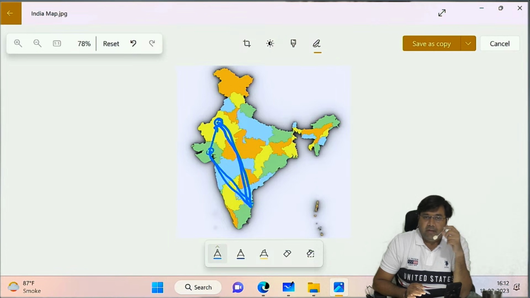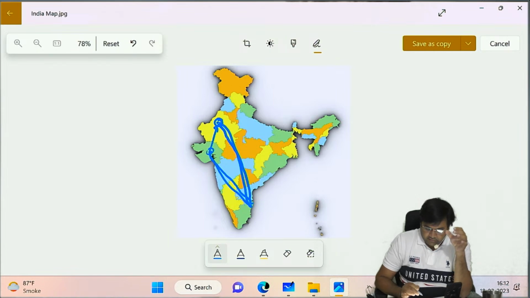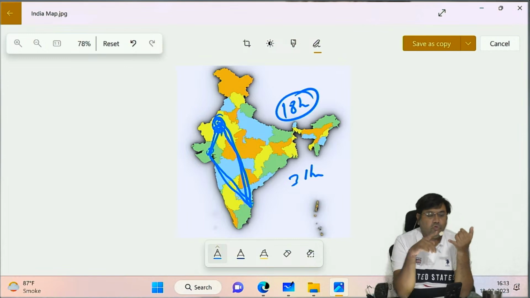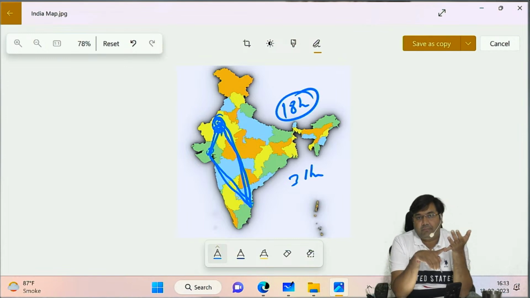Let's say from Ahmedabad to Chennai, it is going to take 36 hours. The goods are going to be delivered to the final destination Jaipur in less than 18 hours. So time is going to be saved. Cost is also going to be saved. Any intelligent guy is going to do this.